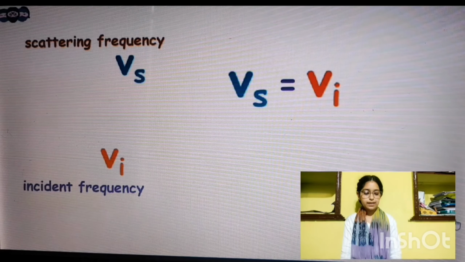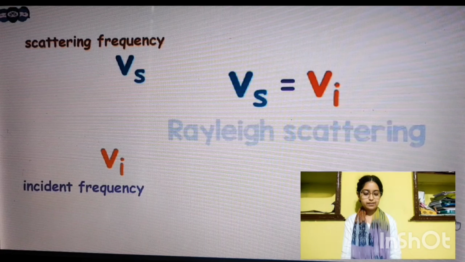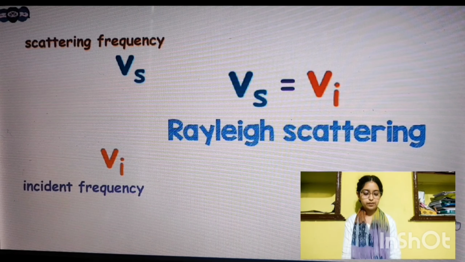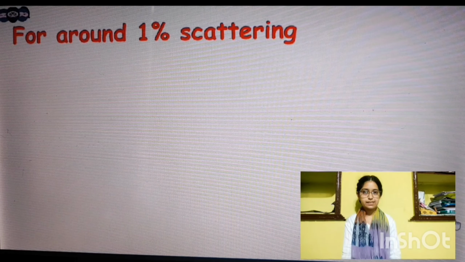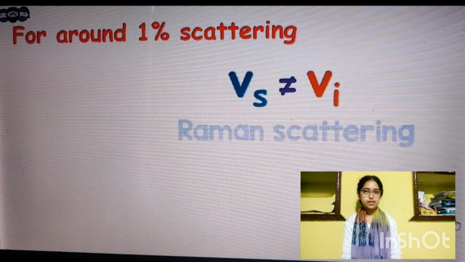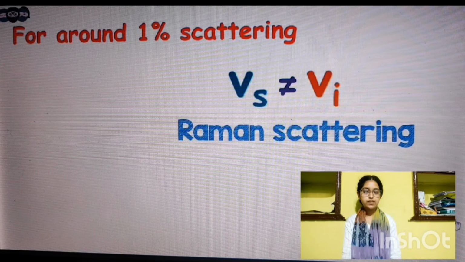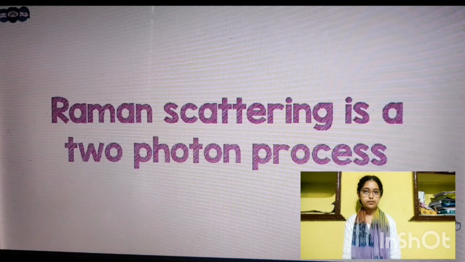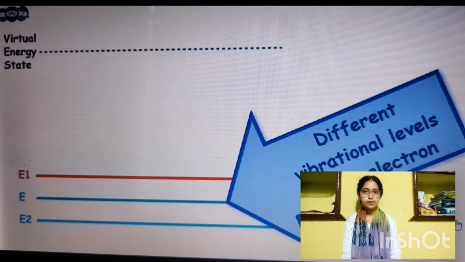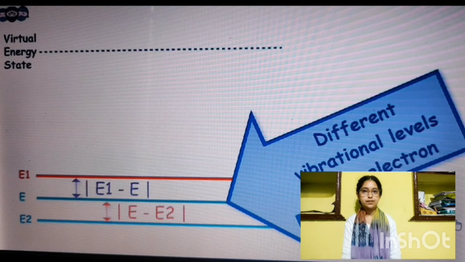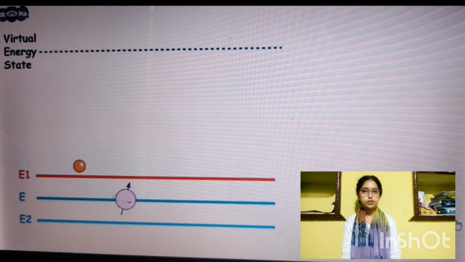So the incident light has a particular frequency. If the scattered light has the same frequency as the incident light, the scattering is called Rayleigh scattering. And around 1% of scattering is known as Raman scattering, where the incident frequency is not equal to the scattering frequency. So Raman scattering is a two photon process. So here we see the different vibrational levels and a virtual energy state.